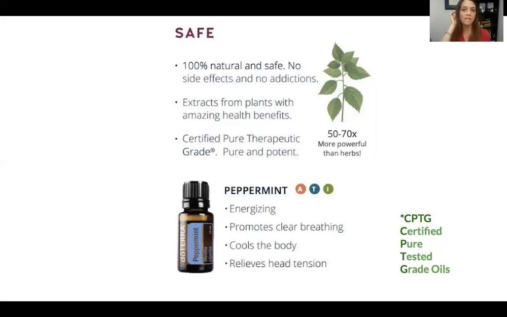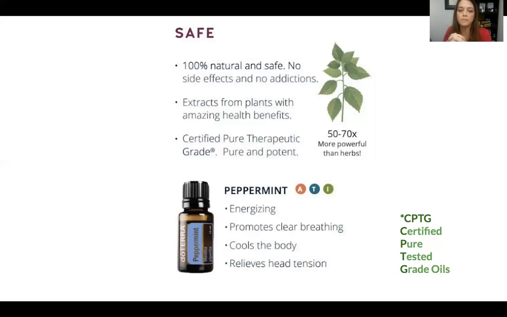With doTERRA, they set the bar because unfortunately the FDA does not regulate supplements and essential oils. So doTERRA's founders in 2008 said, we are going to make our own standards. They call their oils CPTG, Certified Pure Tested Grade oils. They test every single batch of essential oil over 52 times in different ways before it gets to the consumer. And the beauty that I really love about doTERRA is that they publish those results online. I can take any bottle of essential oil I have here, go to a certain website, which I'll show you in a minute, put in the SKU on the bottom of the bottle, and look at the results of this bottle of lavender essential oil.